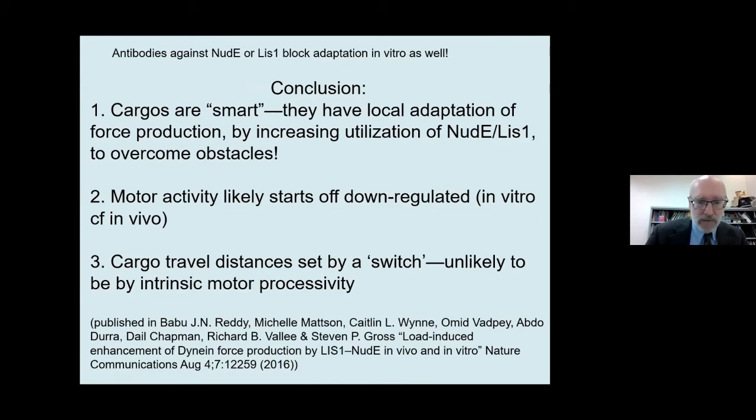That sort of NudE and Lis1 functioning in vivo and in vitro was discussed in this Nature Communications paper in 2016. Babu is the first author. He's still a postdoc in my lab and very talented. And I'm happy to talk about what he's been doing too after the talk, should anyone be interested.